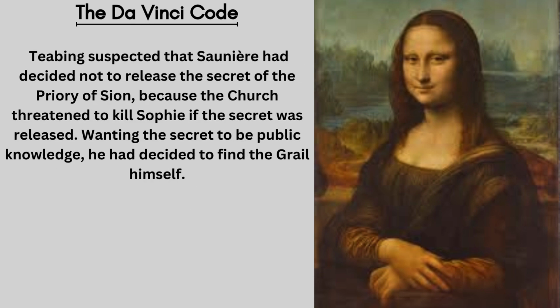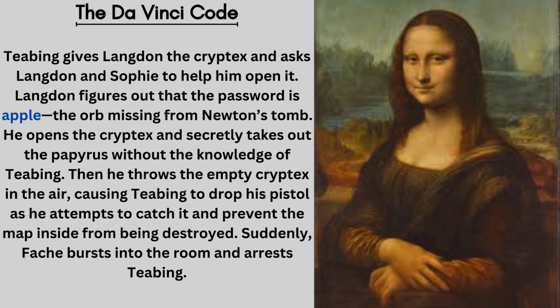Teabing suspected that Saunière had decided not to release the secret of the Priory of Sion, because the church threatened to kill Sophie if the secret was released. Wanting the secret to be public knowledge, he had decided to find the Grail himself. Teabing gives Langdon the cryptex and asks Langdon and Sophie to help him open it. Langdon figures out that the password is Apple, the orb missing from Newton's tomb. He opens the cryptex and secretly takes out the papyrus without the knowledge of Teabing. Then he throws the empty cryptex in the air, causing Teabing to drop his pistol as he attempts to catch it and prevent the map inside from being destroyed. Suddenly, Fash bursts into the room and arrests Teabing.